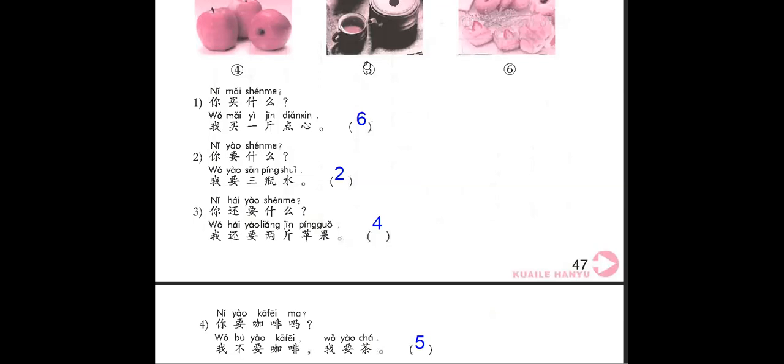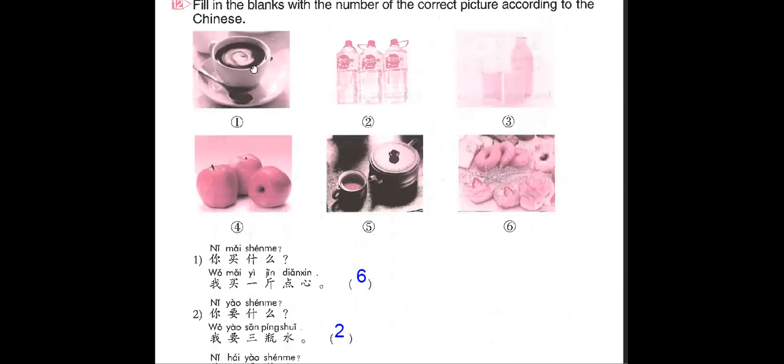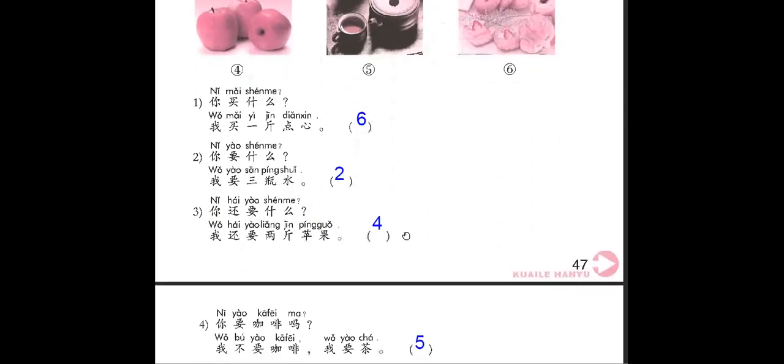We have here 2 pictures. Number 1 is café, coffee, and number 5 is chá, tea. So we're choosing this one. Do you want coffee? No, I want tea. So this is picture number 5. This is the exercise complete. Please check your answers as we are going to continue with the next one.